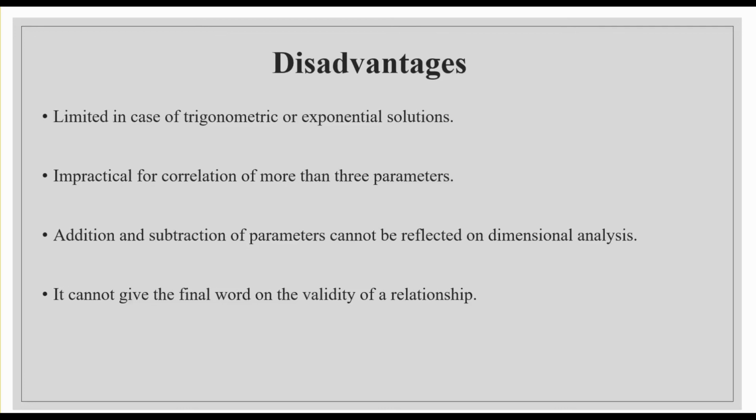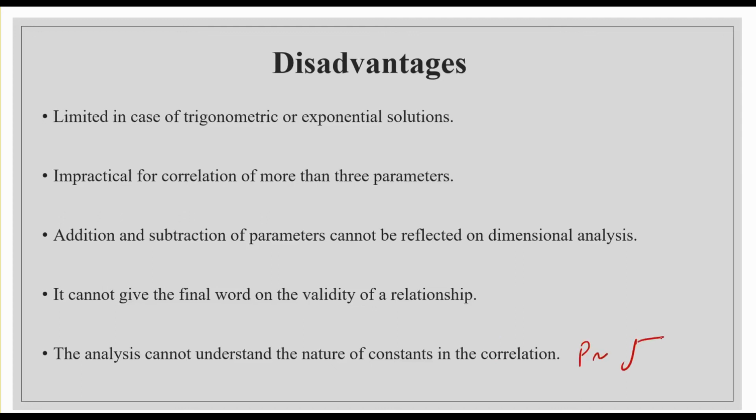And the last is that the analysis cannot tell the nature of the constant in the correlation. As you have seen, dimensional analysis was only saying that the period P is proportional to the square root of L by g, but it is not giving the nature of the constant. Finally we see that P is equal to 2 pi under root L by g, but with the help of dimensional analysis, we were not able to find out the nature of the constant.